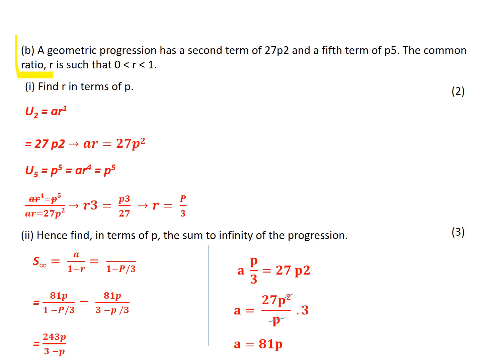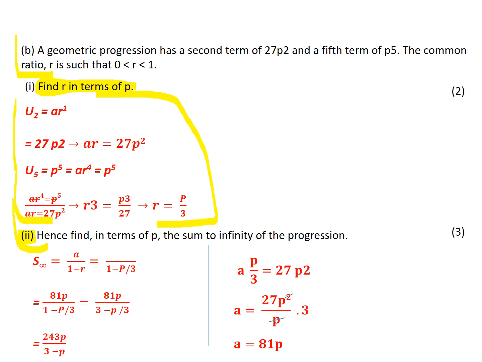Part B asks us to find the common ratio. Progression. Part B, part 1 asks us to find the ratio in terms of P. We can easily do that using the formula on the second page. As you can see, I have shown my working over here. Now we will go to the next part.